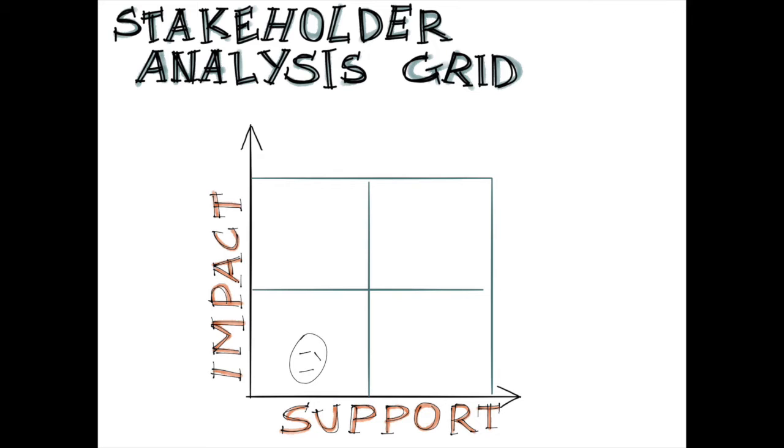In the bottom two quadrants, you have those people who have very little impact within the organisation, whereas in the top two quadrants, you have those people who have a lot of impact in the organisation. In the far left two quadrants, you have those people who give you very little support. But in the right-hand side two quadrants, you have those people who will give you lots of support.